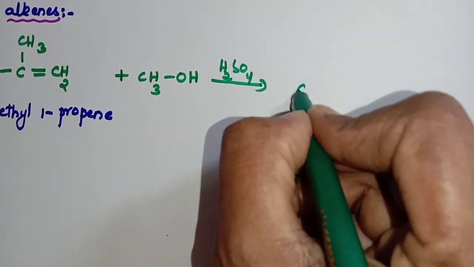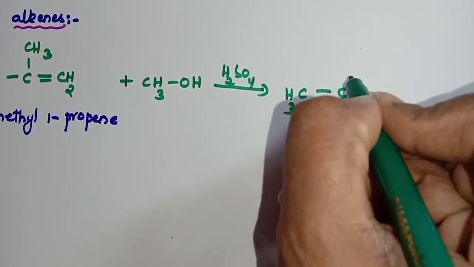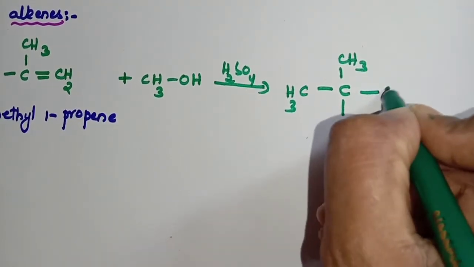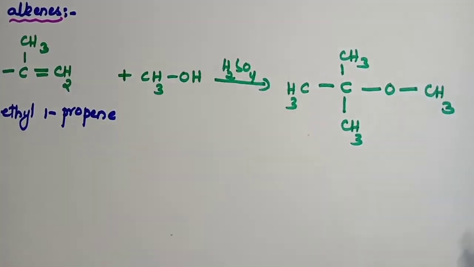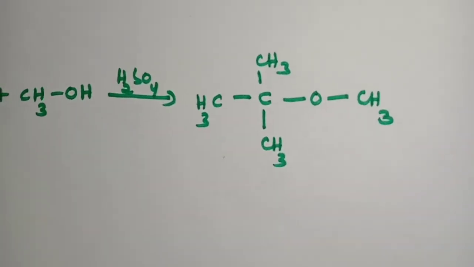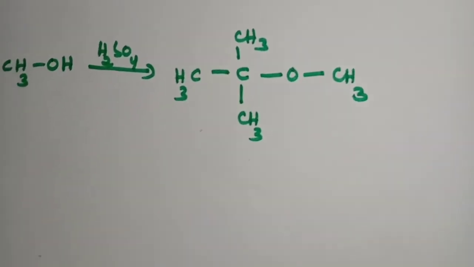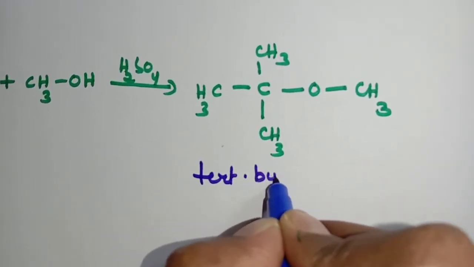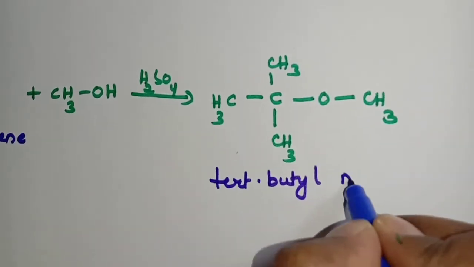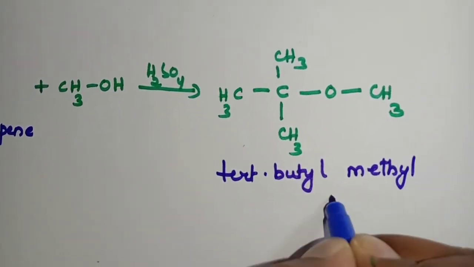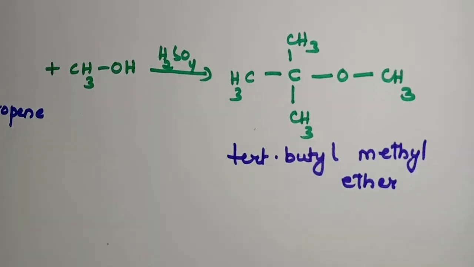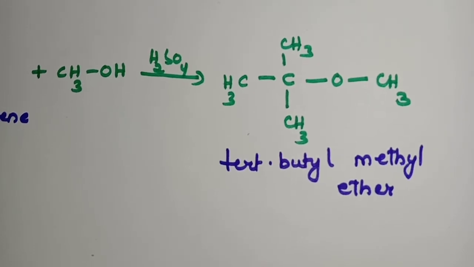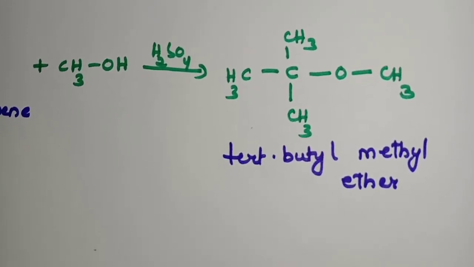So what do we get? CH3, C, CH3, CH3, O, CH3. Okay. So this is called tertiary butyl methyl ether. Okay. Tertiary butyl methyl ether. So this is the second method, that is from alkenes.